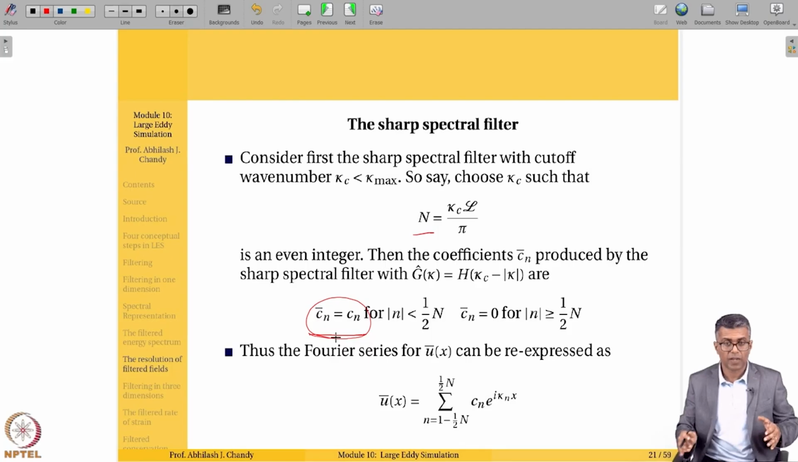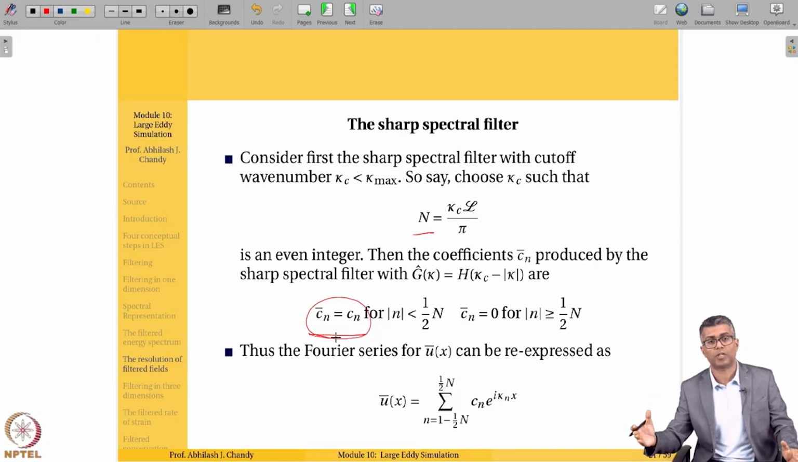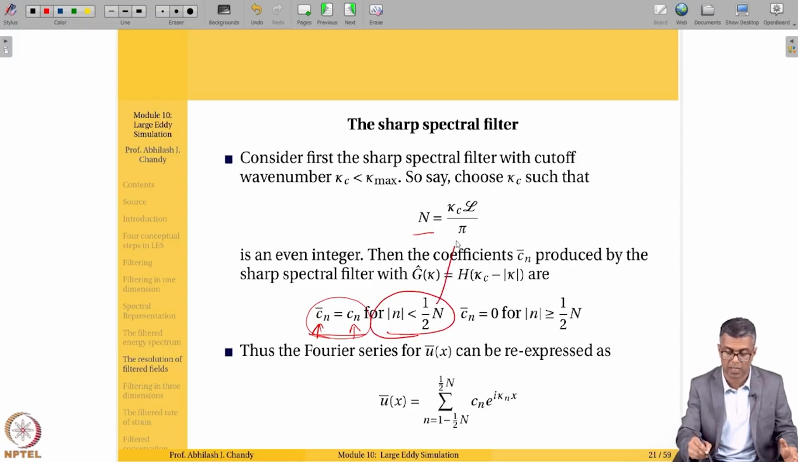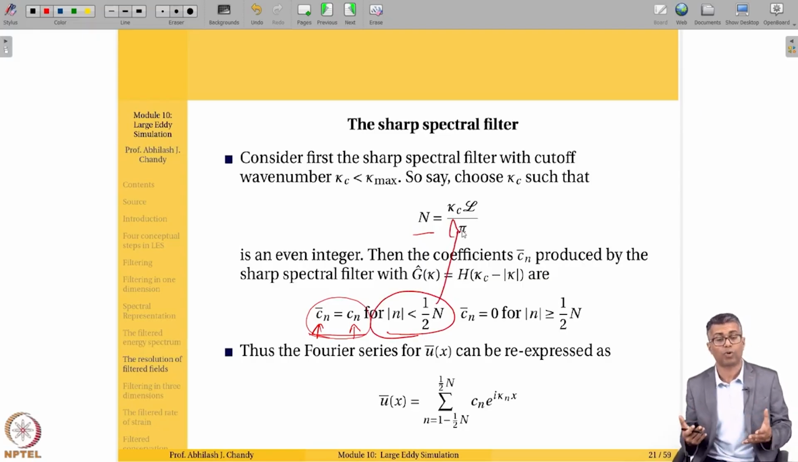So what we have done is, if you had a fully resolved field, you would take everything up until kappa c. And beyond kappa c, you would consider that to be 0. That's essentially what we are doing here. Cn bar is equal to Cn. This is a fully resolved field. This is an LES field. Cn bar would be equal to Cn up until kappa c, or n less than half n, which corresponds to the kappa c wave number, and Cn bar would be equal to 0 beyond that, because you only have it resolved until then.